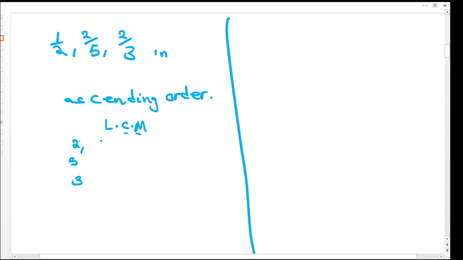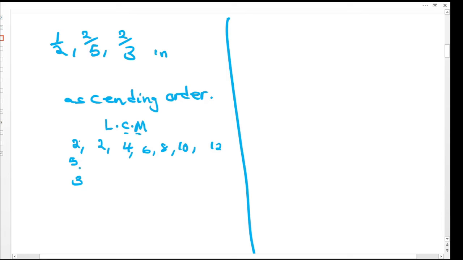So 2 times 1 is 2. 2 times 2 gives us 4. 2 times 3 is giving us 6. Then 2 times 4 is giving us 8. 2 times 5 is giving us 10. Then 2 times 6 is giving us 12.